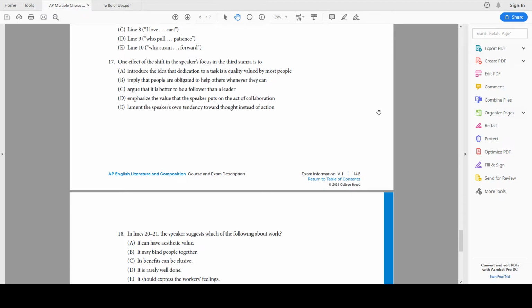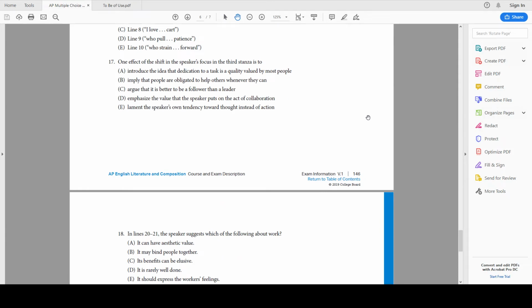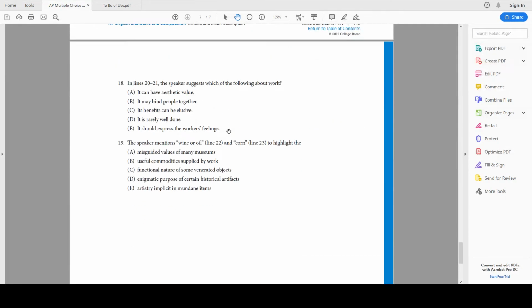Ding, ding, ding. When you have words like common rhythm and work in a row and pass the bags along, that's talking about collaboration. So we can check E, but the answer is clearly D. Lament the speaker's own tendency towards thought instead of action. We get no words that tell us about the speaker, so we can ignore that.